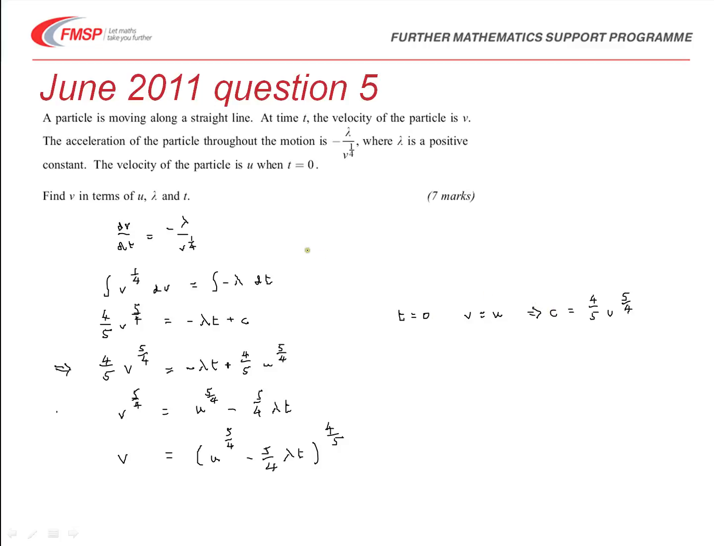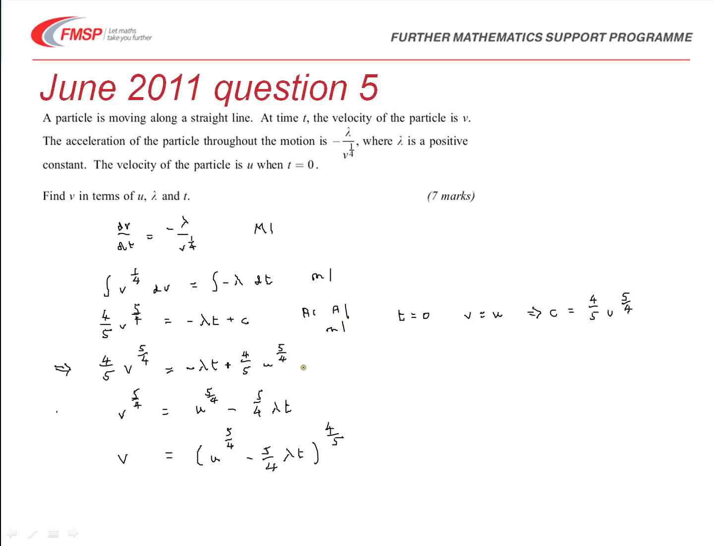7 marks for this. So for the starting point, realising you need dv by dt as an expression for the acceleration, you get a method mark. For then separating the variables, you get a mark. For then being able to integrate both sides, you'll get an answer for each side, and then a mark for including the constant of integration.